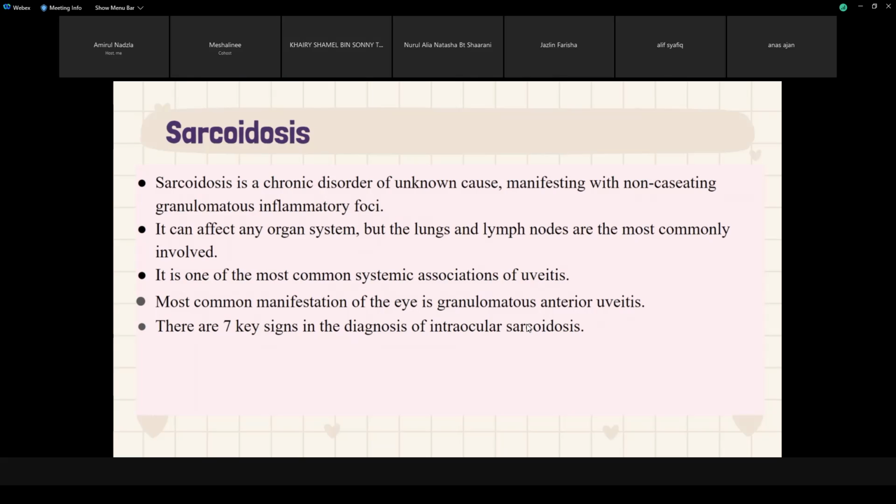Then sarcoidosis is a disease characterized by growth of granulomas in any part of the body. Usually the lungs and the lymph nodes are mostly involved, but it can also affect other organ systems such as the eyes, skin, and heart. The most common manifestation in the eye is granulomatous anterior uveitis. To diagnose an intraocular sarcoidosis, there are 7 key signs that we have to look for.